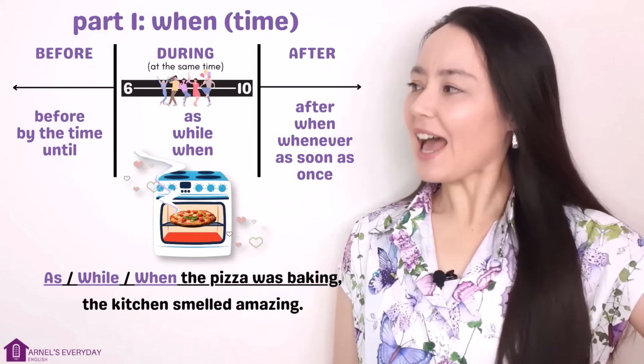Part 3, how? Manner. Manner means how we do something. Like in the very first example of this lesson, my teacher speaks slowly. How does she speak? Slowly. That's what I mean by manner, how we do something.